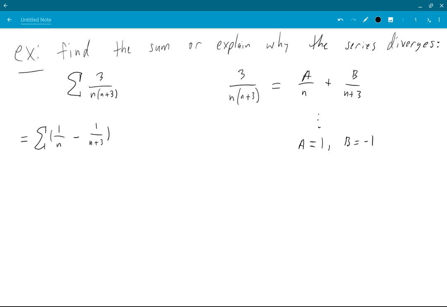Okay, so using the definition of a convergent series, let's see. So we start calculating the sequence of partial sums. S1 is just A1, which is 1 over 1 minus 1 over 4.